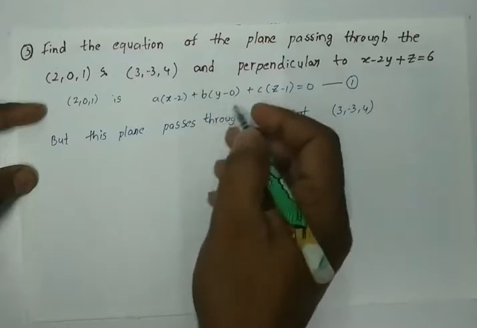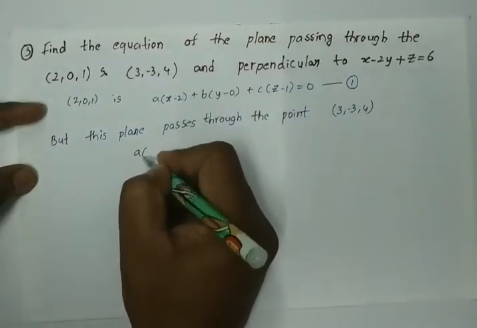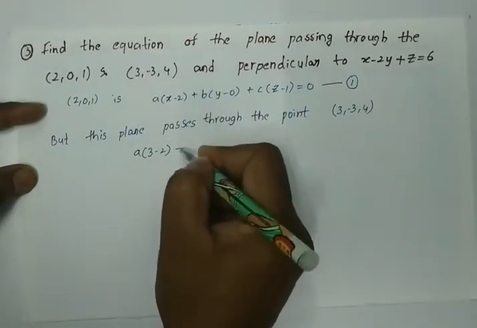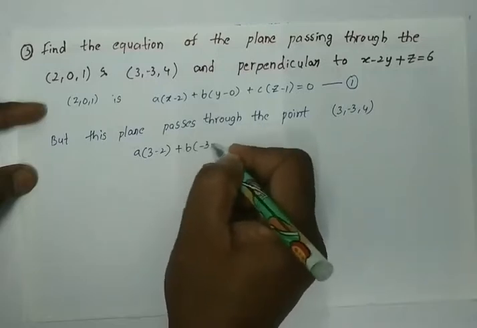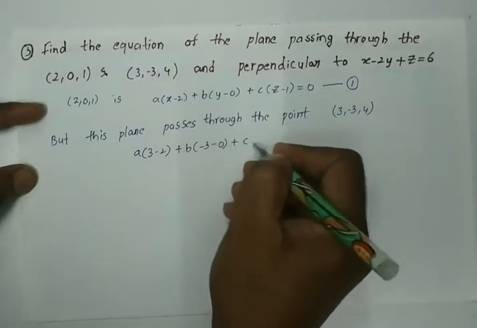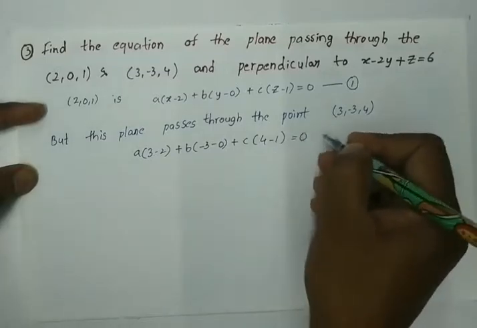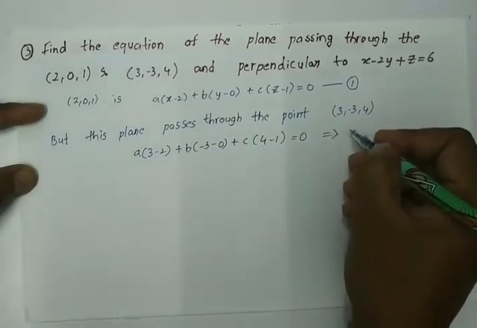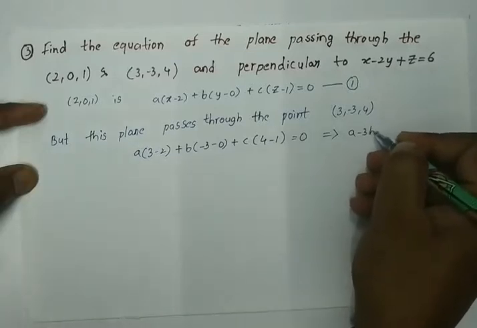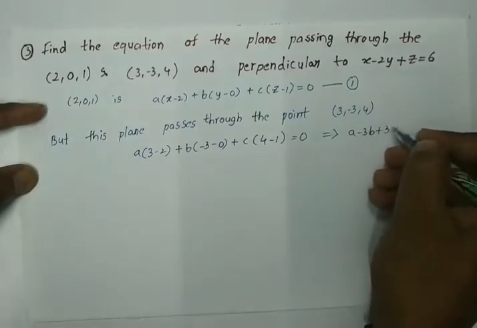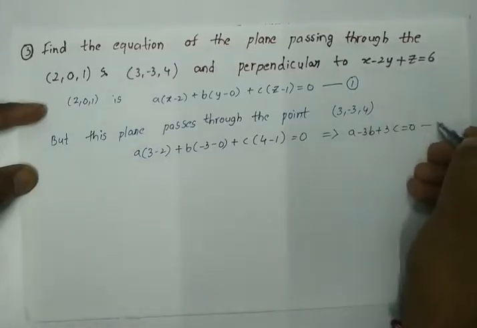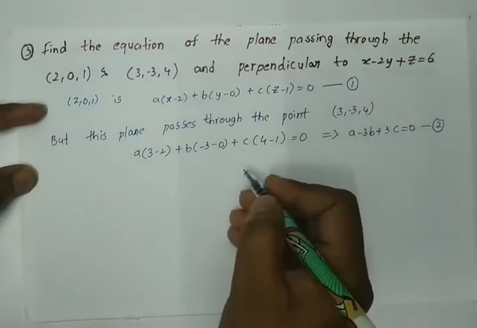So equation 1 becomes a(3 - 2) + b(-3 - 0) + c(4 - 1) = 0. So this equation becomes a - 3b + 3c = 0. Let us name this equation 2.